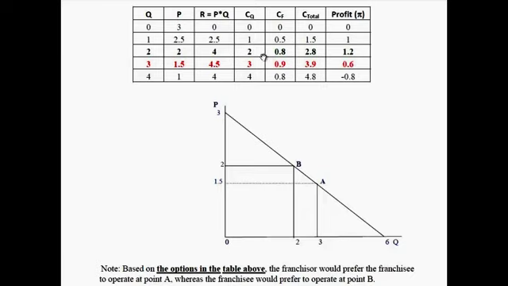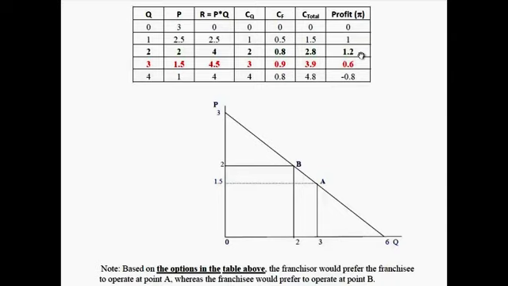It gives a variable cost of 2, and 20% of 4 is 0.8. This gives us a cost of 2.8. 2.8 from 4 leaves us with a profit of 1.2. And clearly, by charging a higher price, higher than 1.5, we're going to see the profits increase.